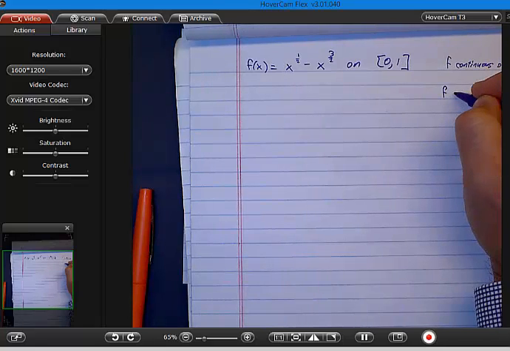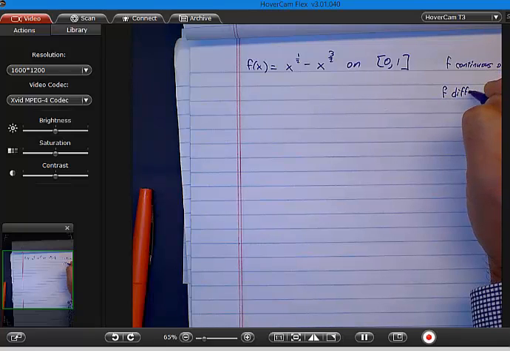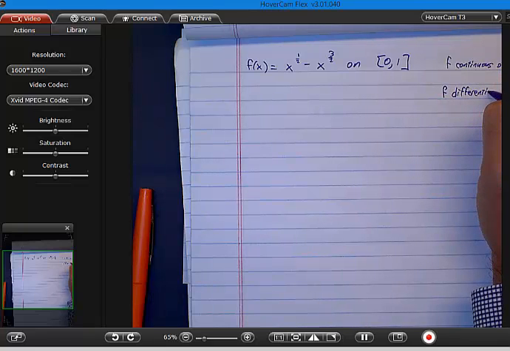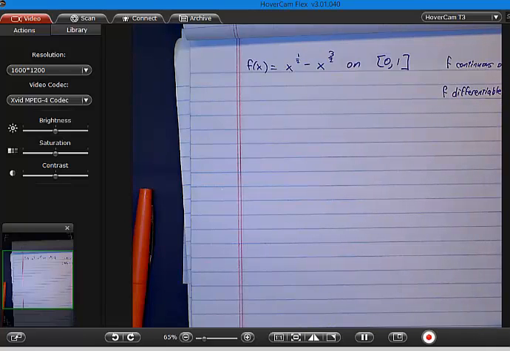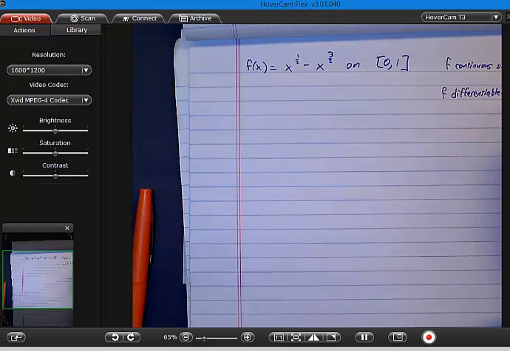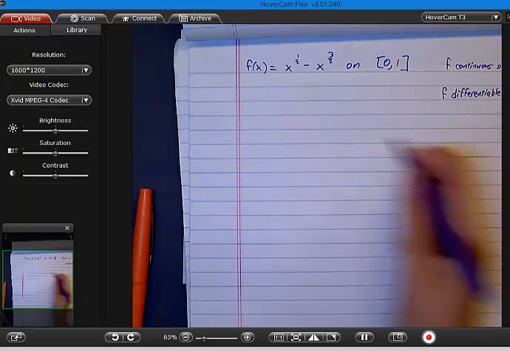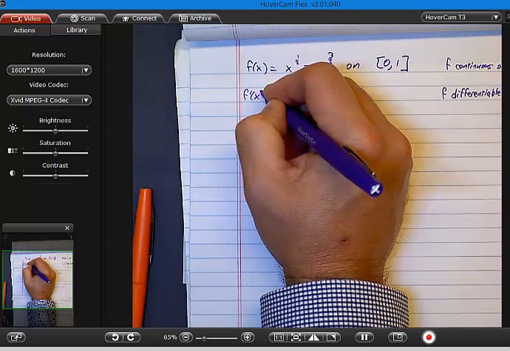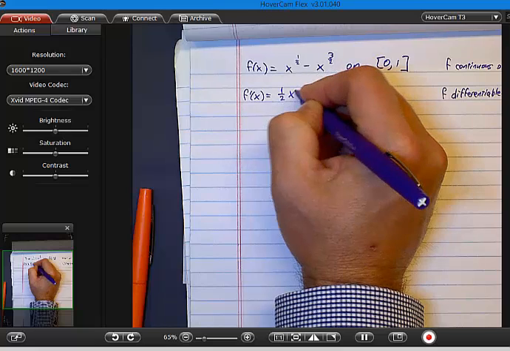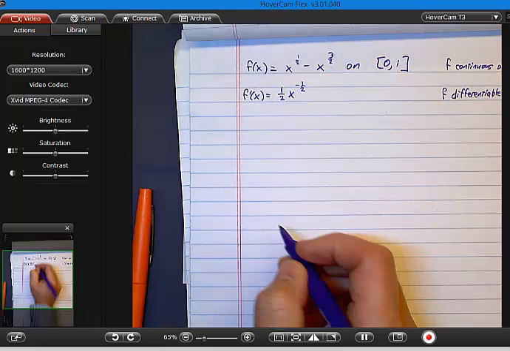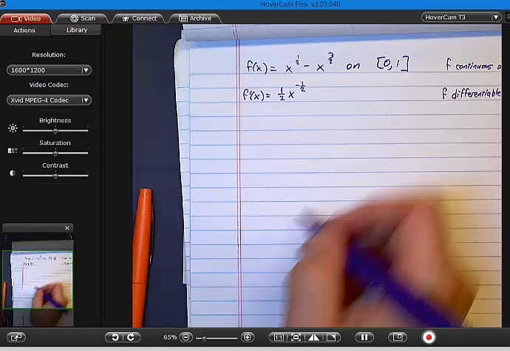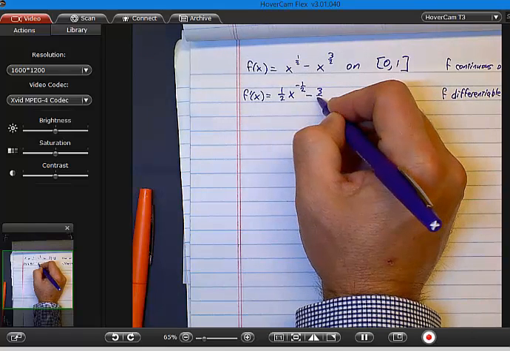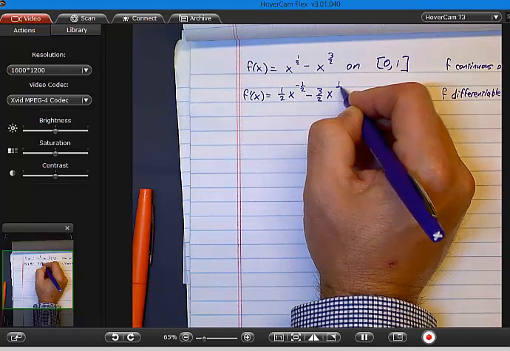I need to check that f is differentiable on what? The open interval (0, 1). Let's check that. How do I do it? Well, I take the derivative. Here we go. f prime of x is equal to 1/2 x to the negative 1/2, right? Minus 3/2 x to the 1/2.